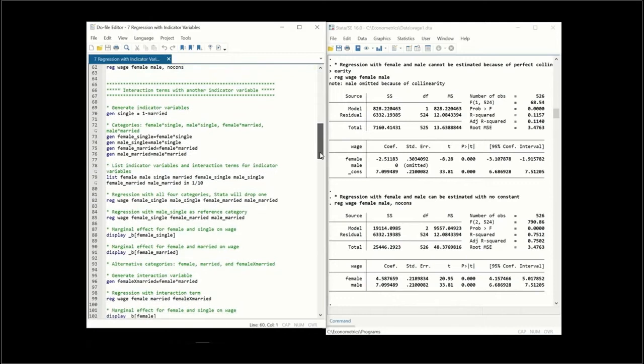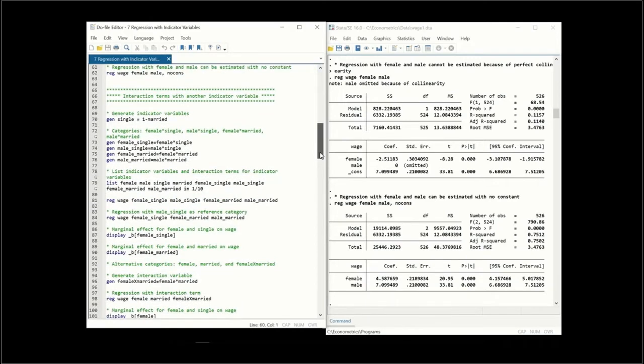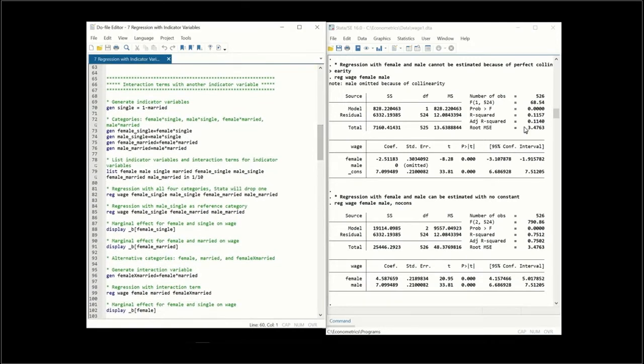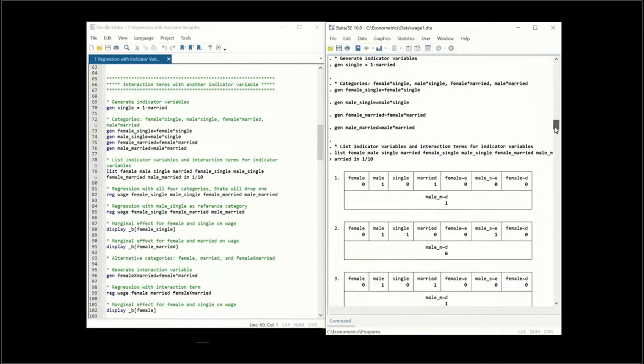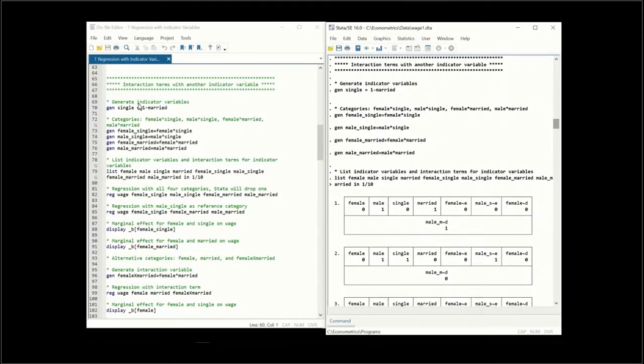Now, let's consider interaction terms with another indicator variable. For this, we would generate another indicator variable called single, which would be 1 minus married. And now we want to form categories which are female times single, male times single, female times married, and male times married. So we would multiply these individual indicator variables to get an interaction term between them.